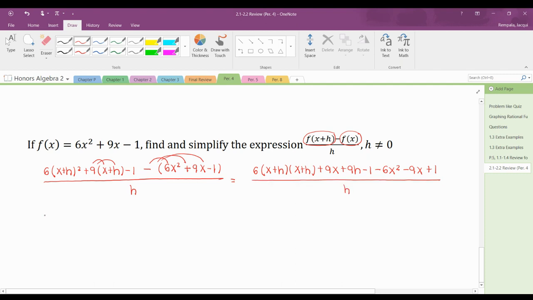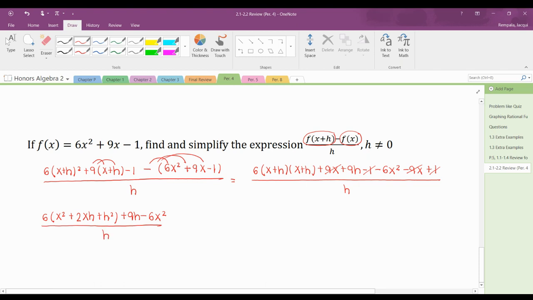Because I still have parentheses, I'm going to keep the 6, but now I'm going to start multiplying. X times x is x squared. x times h, so we'll have an xh, and then h times x, so that means we'll have 2 xh's, and then h times h is h squared. I see that I have a 9x and a negative 9x. I have a negative 1 and a positive 1. So then I still just have a 9h minus 6x squared. This is still all over h.